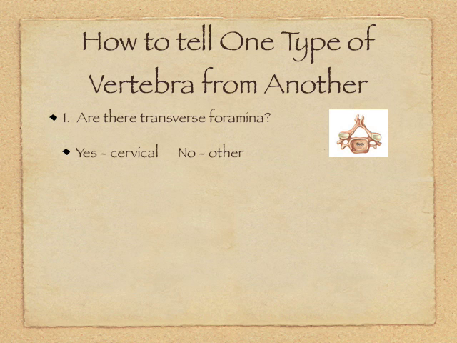If the answer is yes, then it is absolutely a cervical vertebra. Every one of the 7 cervical vertebrae have these foramina, and no other vertebra does. So if you see that hole, then it's a cervical vertebra. If you don't see that hole, then it's thoracic or lumbar. So how do you tell these two apart?